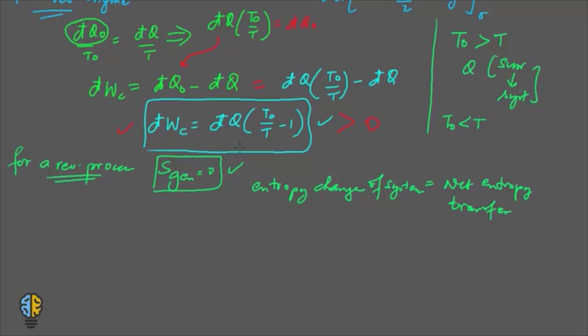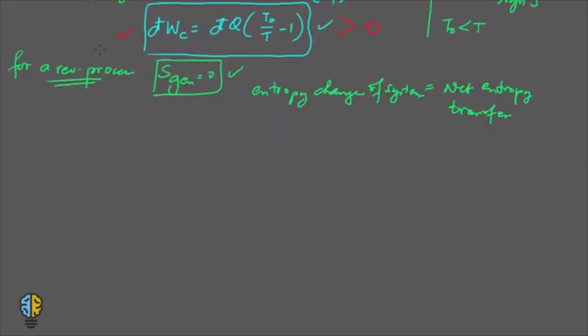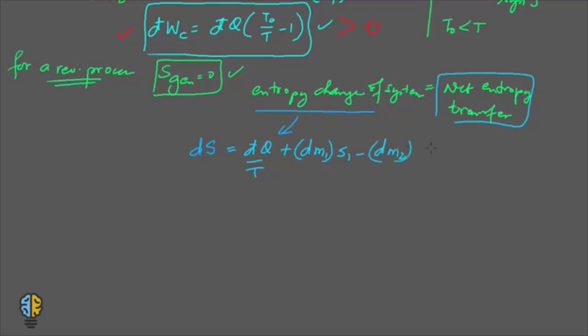Now, the entropy change of the system is, let us say, ds. Now, the net entropy transfer: you have some heat transfer, isn't it? So due to the heat transfer there will be an entropy change. This is equal to dq by T, which is the entropy change due to the heat transfer, and then you have some entropy transfer due to the mass, because there is some mass which is flowing in and out of the system. So you will have plus dm1 into s1 minus dm2 into s2.